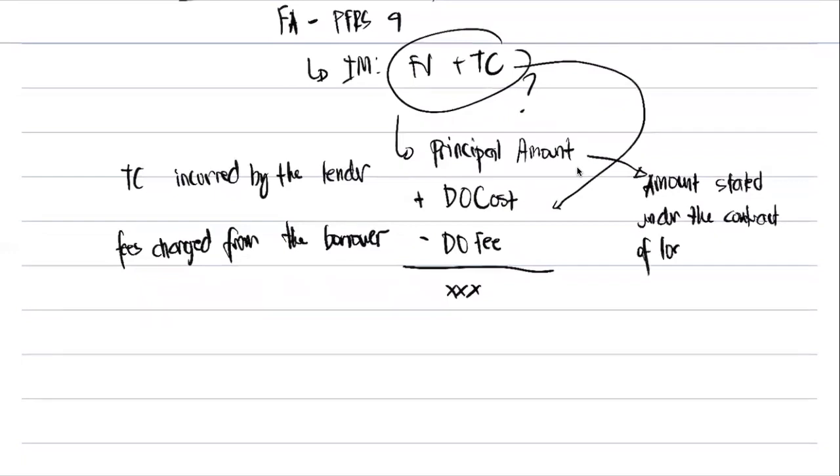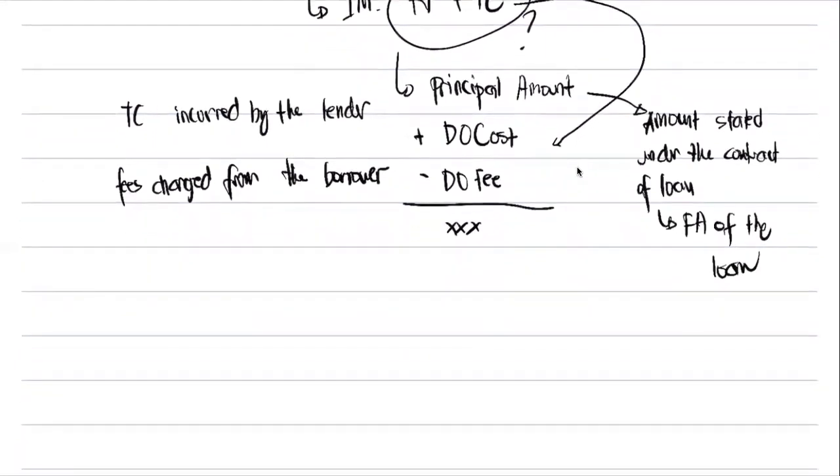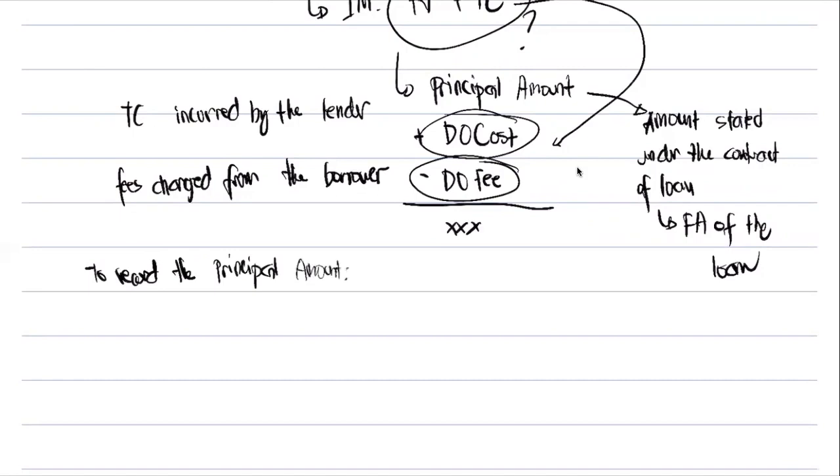Contract of loan. This is the face amount of the loan. So how do we record this particular transaction, especially with a direct origination cost and a direct origination fee? To record the principal amount, we debit loan receivable, we credit cash.